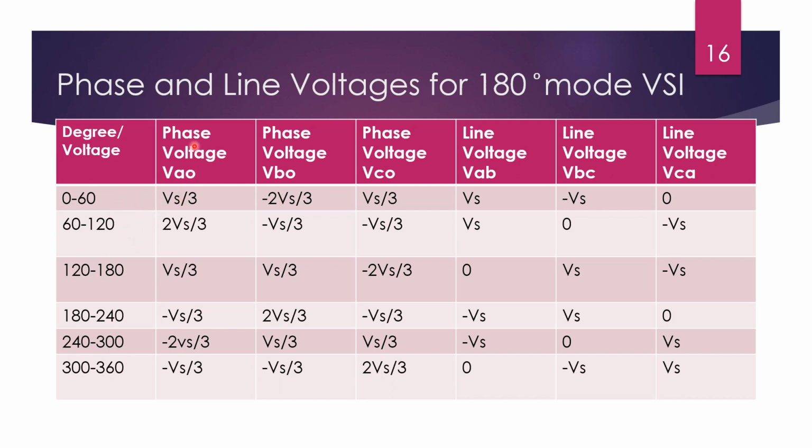The phase voltages for the first step are Vs by 3, minus 2 Vs by 3 and Vs by 3. And the line voltages for step 1 were Vs, minus Vs and 0. Likewise, I have tabulated by deriving for the remaining 4 steps, and I have given the phase voltages and line voltages for all the steps. With this, we are going to draw the waveforms across the load, nothing but the phase voltages and the line voltages.